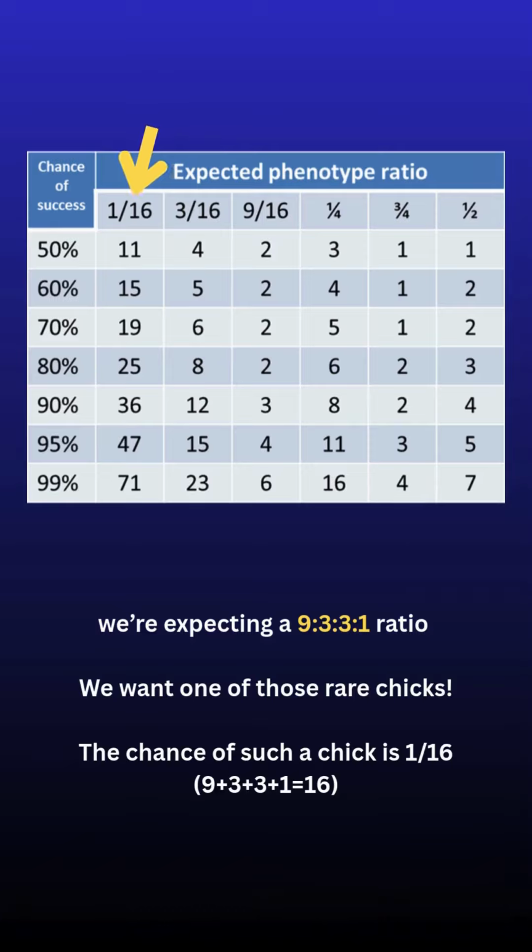So we look along the top of the table for the column that is headed 1/16. Say we're happy to have an 80% chance of success for this hatch. Then we look down the column until we get to the 80% row. And we see we have to hatch at least 25 chicks. Now, stop the video and go slowly if you have any trouble following this.